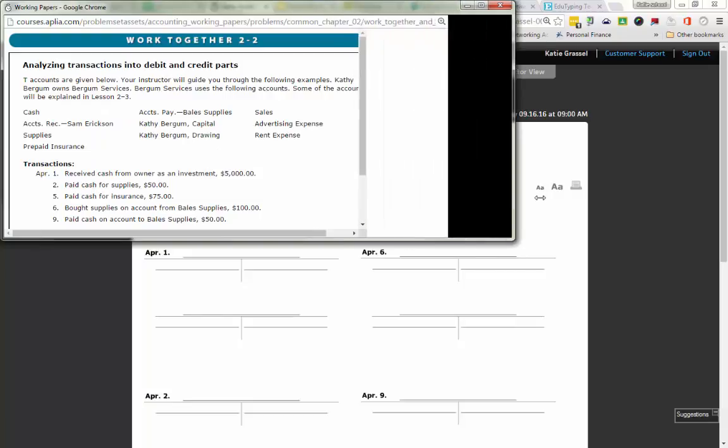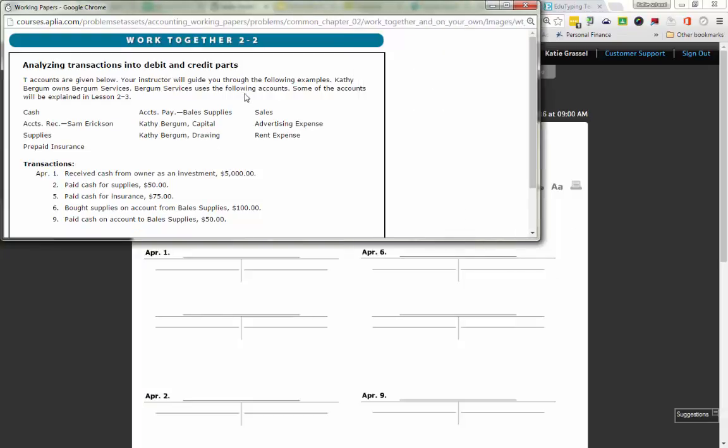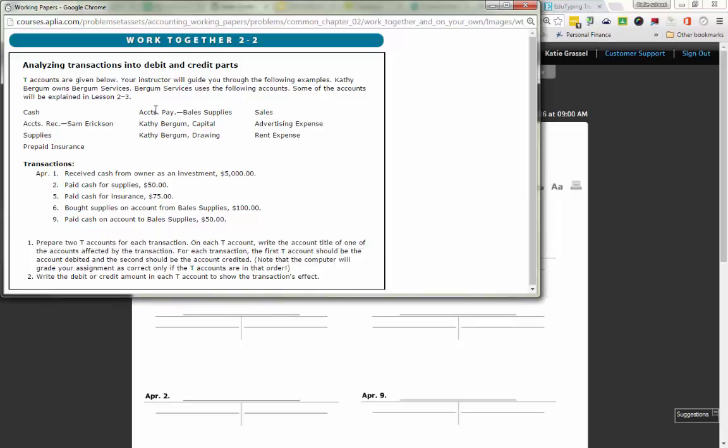Kathy Burgum owns Burgum Services. Burgum Services uses the following accounts. Some accounts will be explained in lesson 2-3. Okay, so we have cash, accounts receivable, supplies, prepaid insurance, accounts payable, and Kathy Burgum Capital. The rest of them after capital we're going to learn about on Monday. So we have transactions April 1st through the 9th.